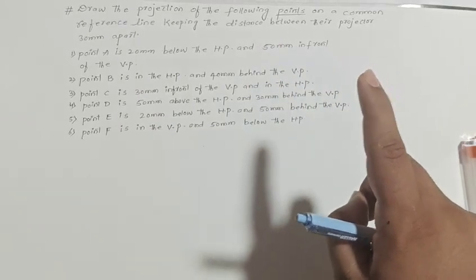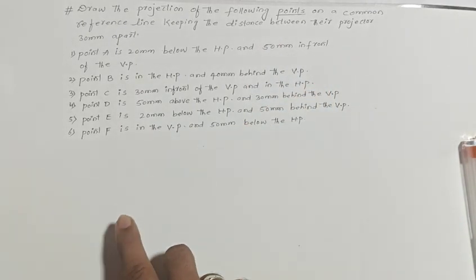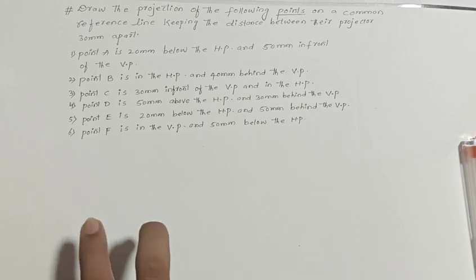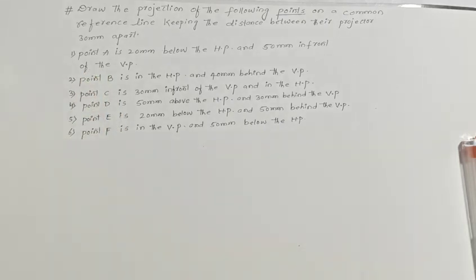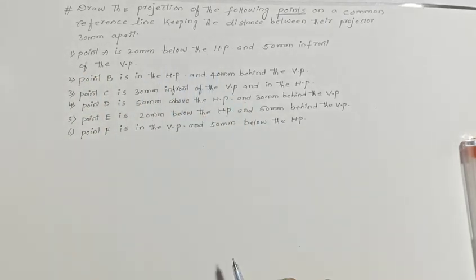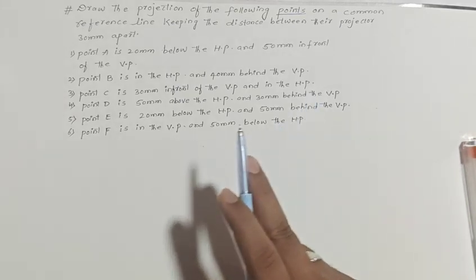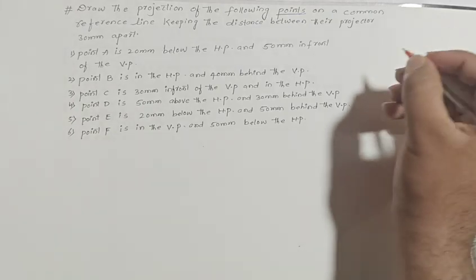Keep the distance between the projectors 30 mm apart. For each problem, we have to maintain the distance of 30 mm. First question: a point A is 20 mm below the horizontal plane and 50 mm in front of the vertical plane. First of all, we need to draw the coordinate.